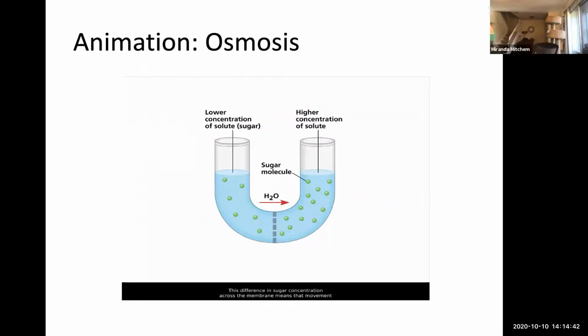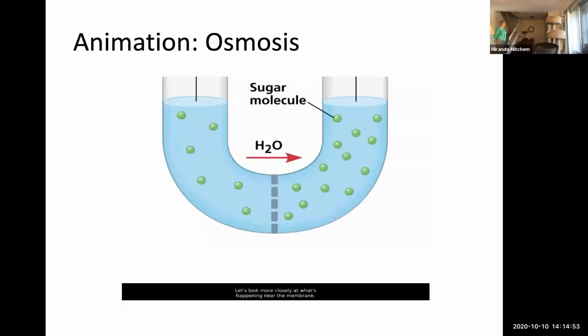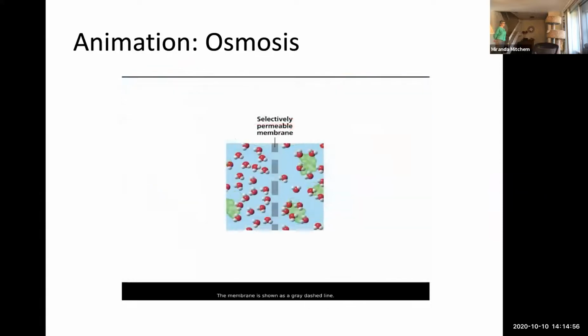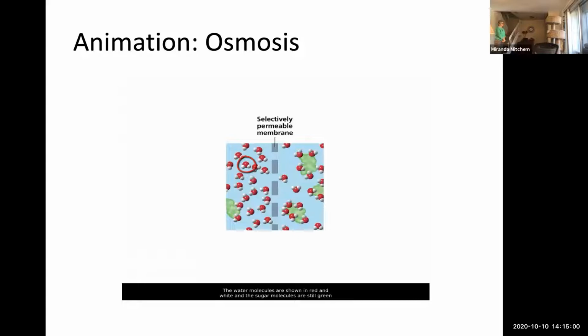This difference in sugar concentration across the membrane means that movement of substances will occur to equalize the concentrations. Let's look more closely at what's happening near the membrane. The membrane is shown as a gray dashed line. The water molecules are shown in red and white, and the sugar molecules are still green, but have more detailed molecular shapes in this enlarged view. Recall that the membrane will let water molecules pass through, but not sugar molecules.